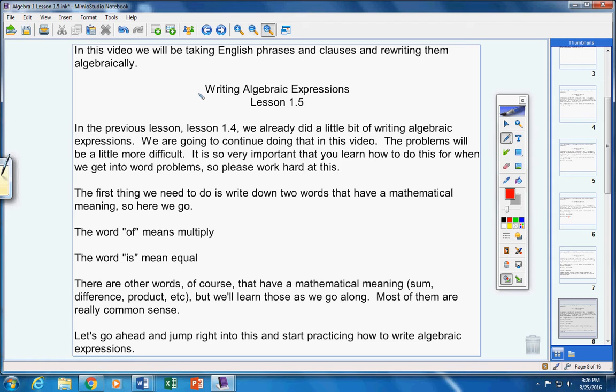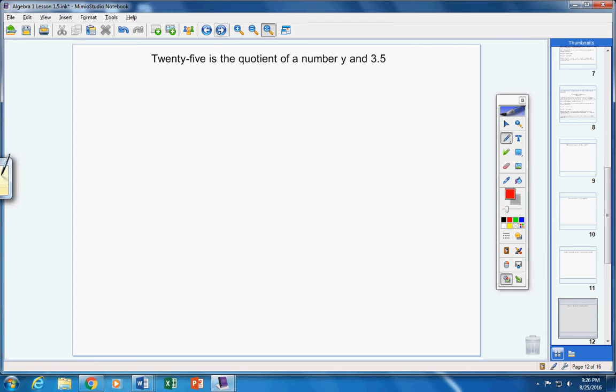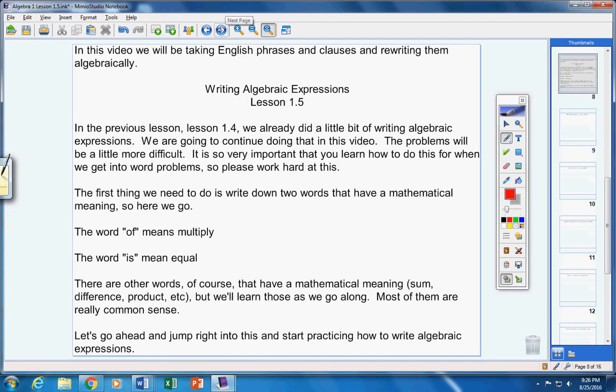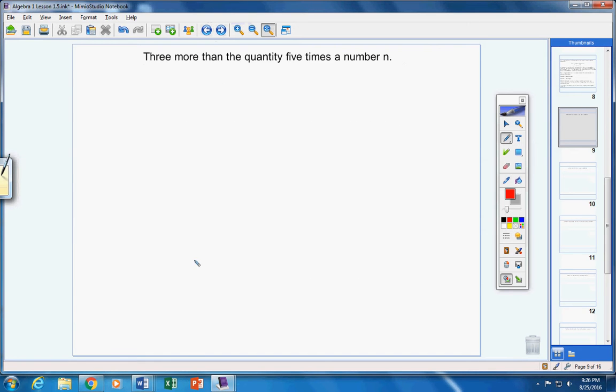Let's go ahead and jump right into this and start practicing how to write algebraic expressions. So we're going to do problems now. The rest of this video we're going to do 8 problems. Okay, so here we go. If you can do these quickly and you want to work ahead, that's fine. And fast forward, I don't mind that. Just make sure you check your answer before you go to the next problem.